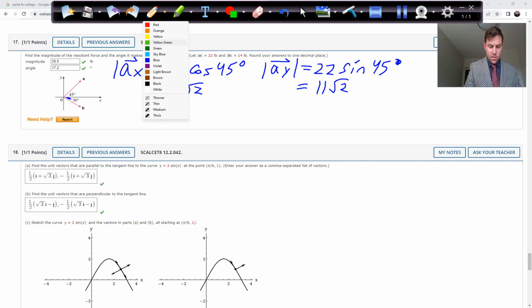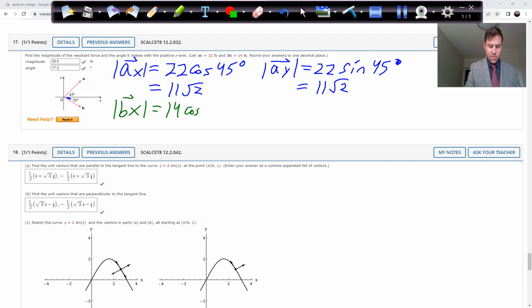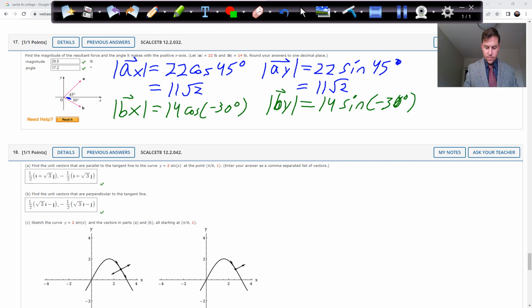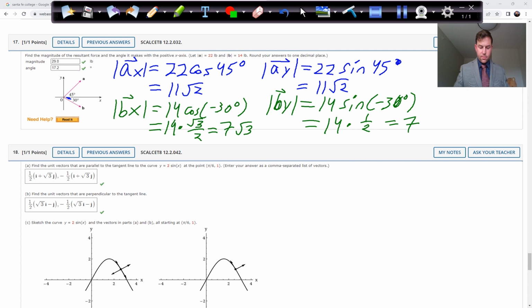Okay, and then we're going to do the b component. So the x direction of the b vector has a different magnitude, 14. So it's 14 times cosine, be careful here, negative 30 degrees. And the y component of b is going to be that 14 times the sine of negative 30 degrees. Cosine of negative 30 is root 3 over 2. So you get, actually I better show that, 14 times root 3 over 2. So it's going to be 7 root 3. Sine of negative 30 is 1/2. So we're going to get 7.